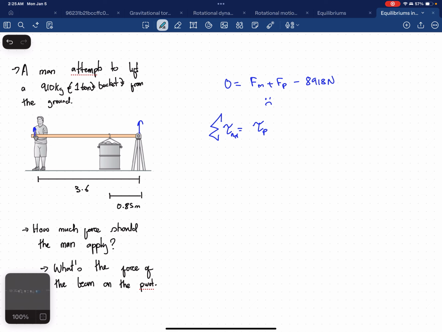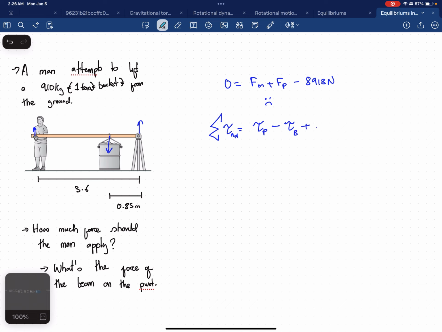So my bucket has a force as well, but it's going to be negative because it's pointing down, and that down is a clockwise direction. Apologies. So torque bucket. Then the man's pointing up.